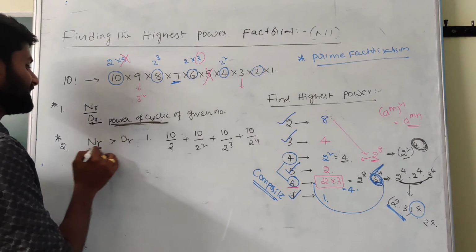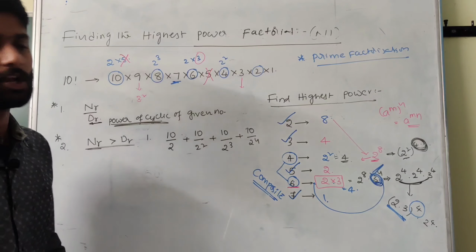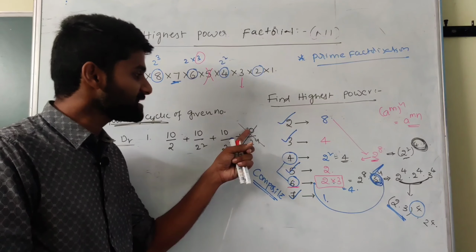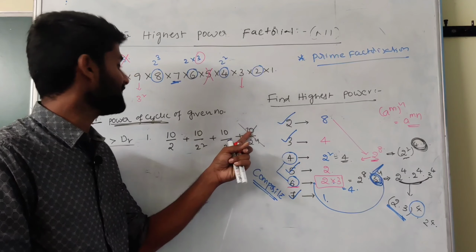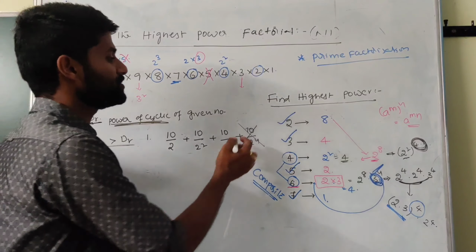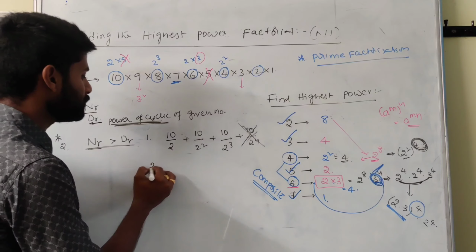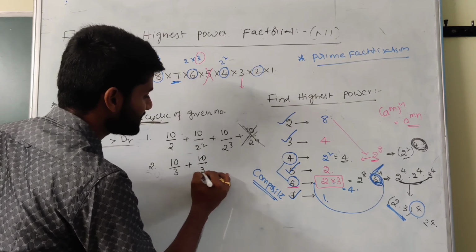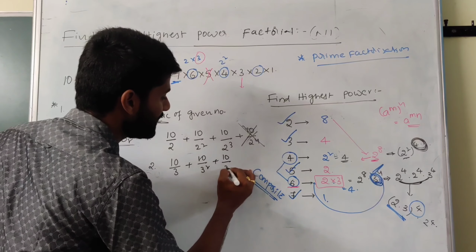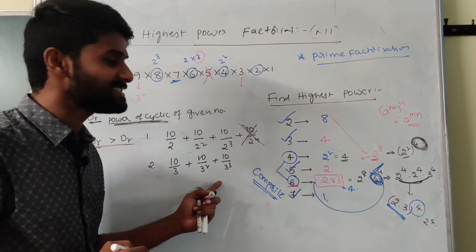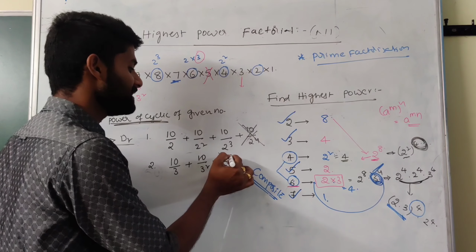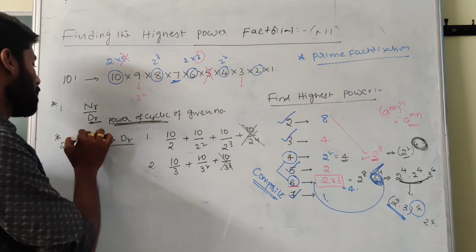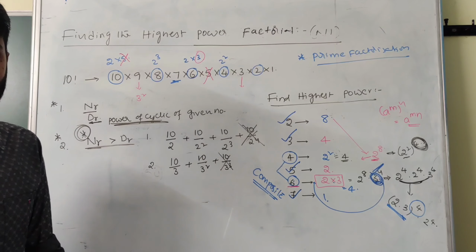But here the point says the numerator is always greater than the denominator, which means we need to eliminate these values. Why? Because in these power cycles, the numerator becomes less. That's why you eliminate it here. If you want 3, it means 10 divided by 3, and the next value 10 divided by 3 square, and the next value 10 divided by 3 cube. In 10 divided by 3 cube, the numerator is less than the denominator, so we can check that the numerator value must always be the greater value.